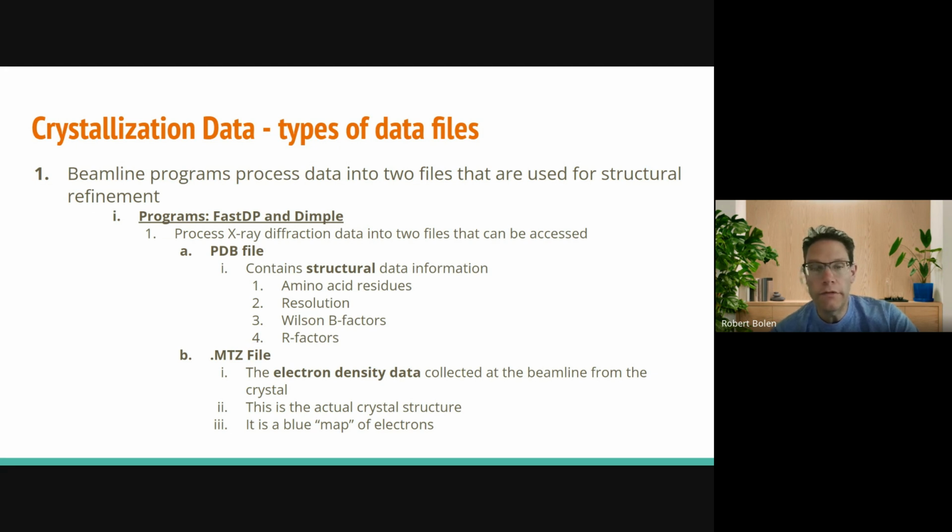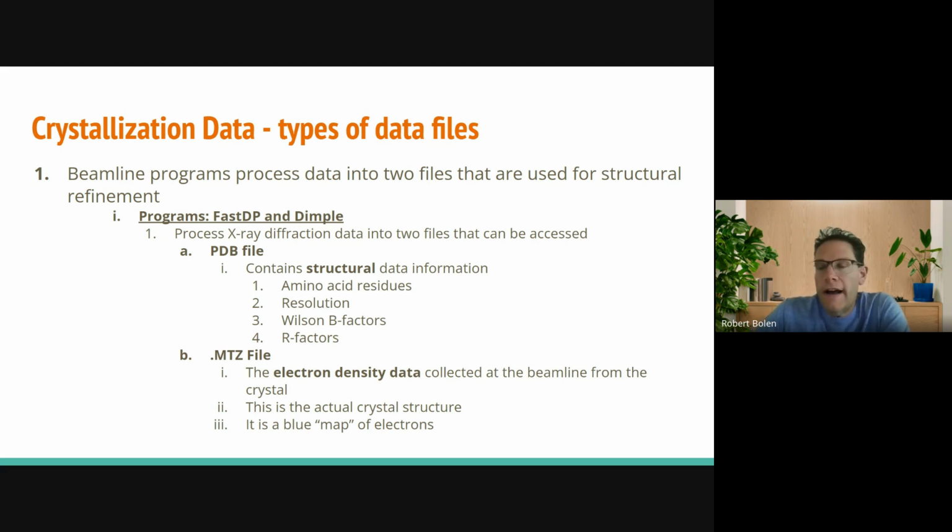The other file that we use is known as an MTZ file, and this is known as the electron density data file. This is our map of our actual structure. So this gives us the map of electrons that are the actual structure, the physical structure of our protein. What we need to do is analyze that MTZ file and create a protein structure based on that density. So the MTZ file is really the map. That's the roadmap that says this is what your protein looks like. And then we use that to construct the actual physical structure of the protein.